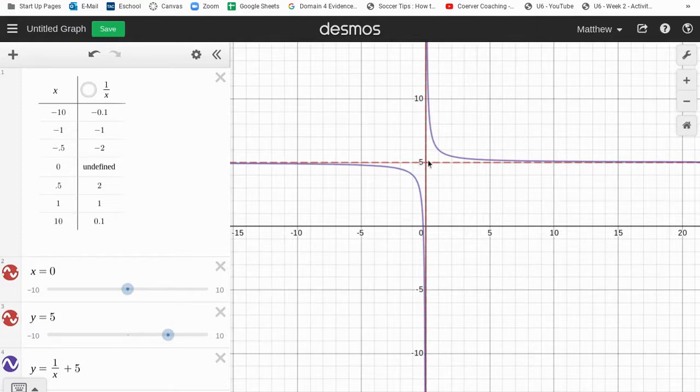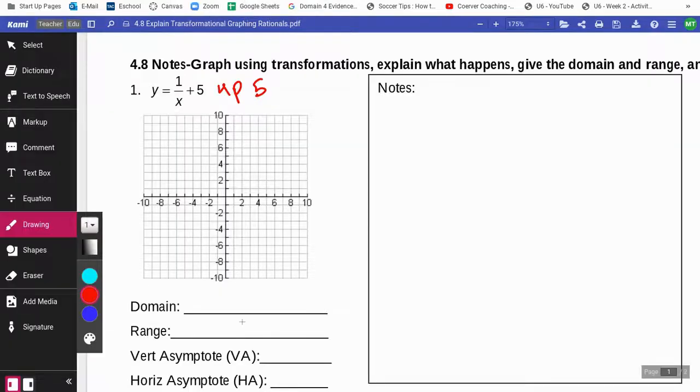So our HA has been adjusted now. Okay, so then I can come down here and fill that in. The VA did not change. It was still x equals 0. The HA changed to y equals 5, okay? So y equals 5. So then I can really do the domain and range right now.